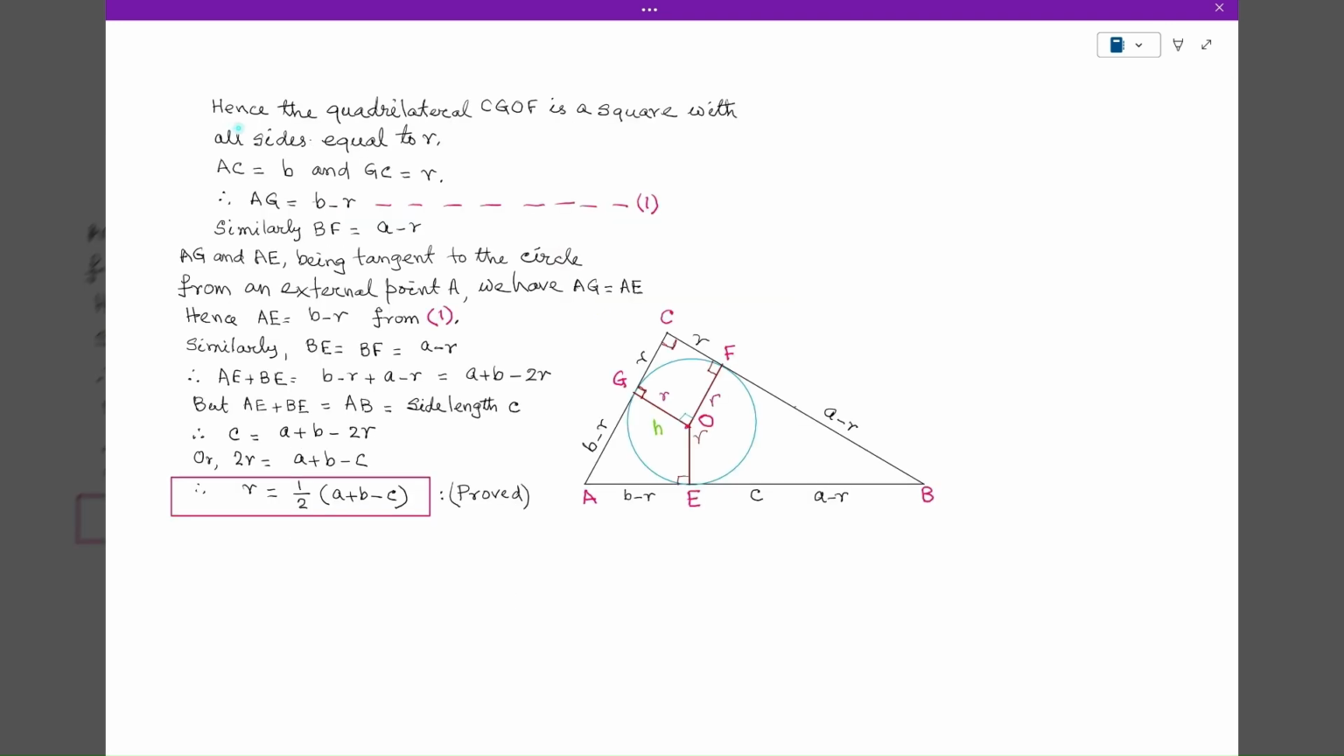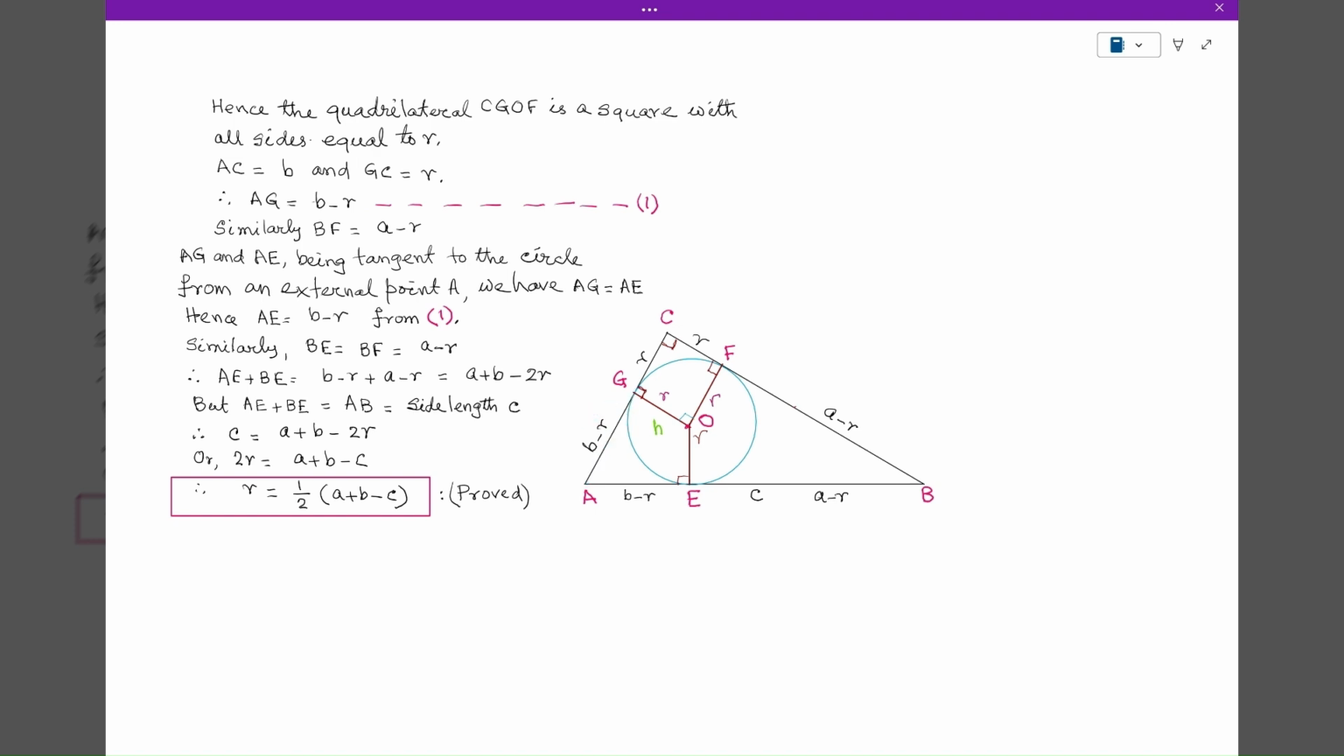To repeat, the quadrilateral CGOF is a square with all sides equal to R. Now AC is equal to B, and GC is equal to R. Therefore, AG is equal to B minus R.